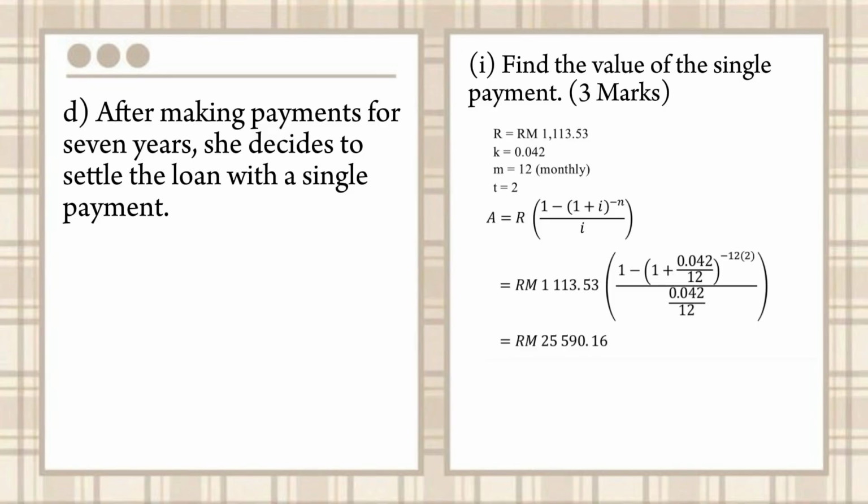The formula we use here is A equal to R bracket 1 minus bracket 1 plus I to the power of negative n, then we divide it by I. I is K over M, meanwhile N is M times T. So we substitute all the information we have into this formula, and the answer we will get is 25,590 ringgit and 16 cents.